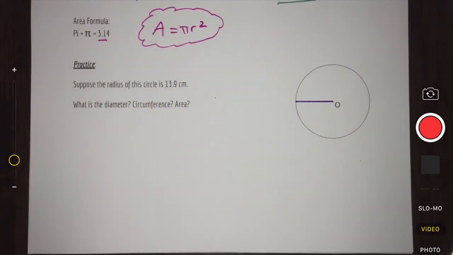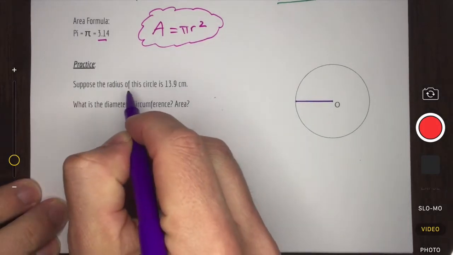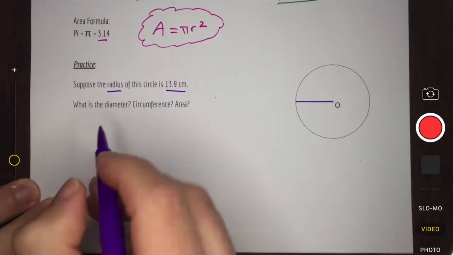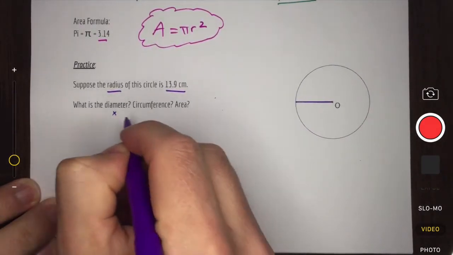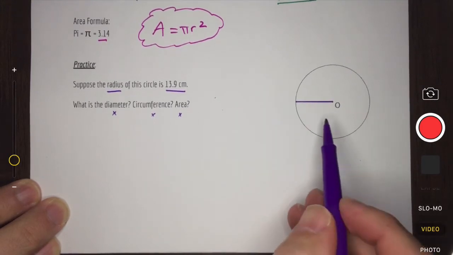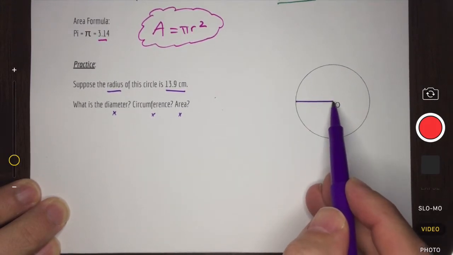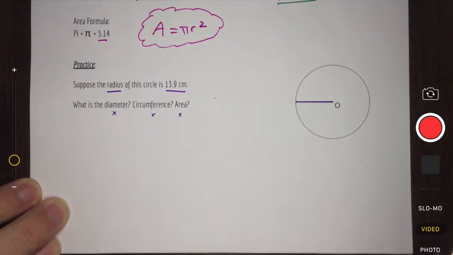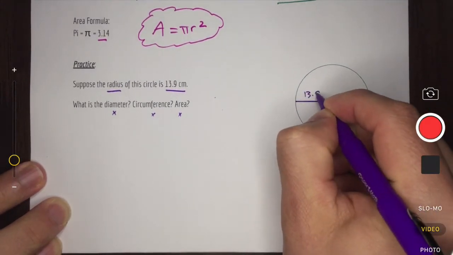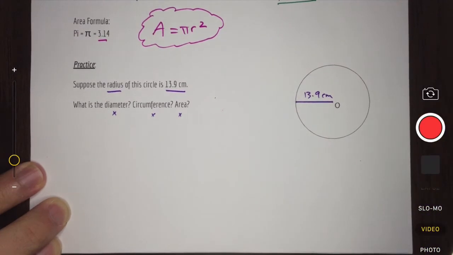In our first example, we're given a circle with a radius of 13.9 centimeters. I'm just going to underline that so we can easily keep track of that. And what we're being asked to find are the diameter, the circumference, and the area. So we actually have to do this in a little bit of a process, and we have to do a couple of different calculations. So on my circle, what I've marked out is the radius, and again, I know that that's going from the origin to any point on the outside, and I know that that is 13.9 centimeters. That's what I'm being told.